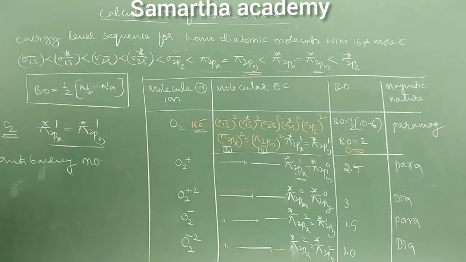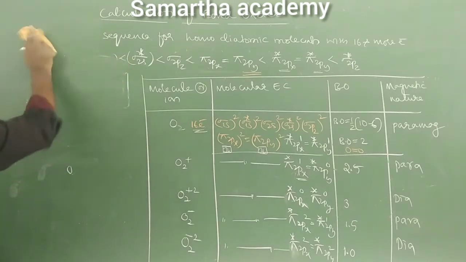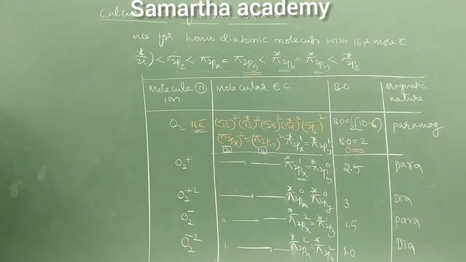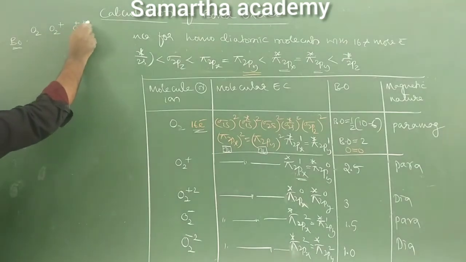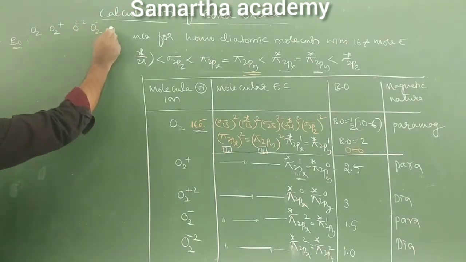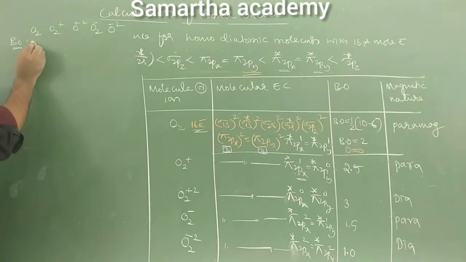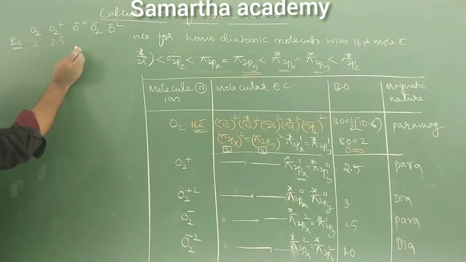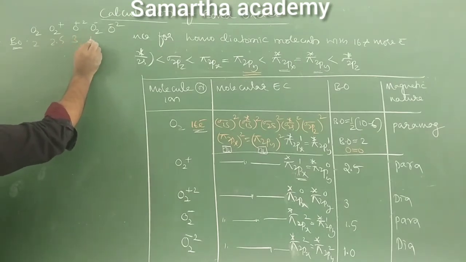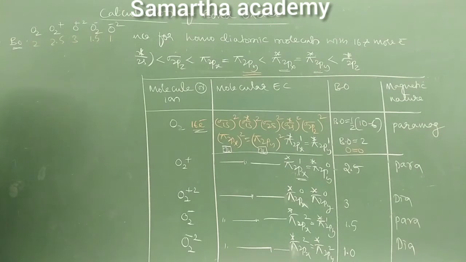Okay, so these things are important. Next, let's write some important points about this. First point, what is the bond order? Come on, tell me. Bond order of O2, O2 plus, O2 plus 2, O2 minus, O2 minus 2. Bond order is 2. This is 2.5. It is 3. It is 1.5. It is 1.